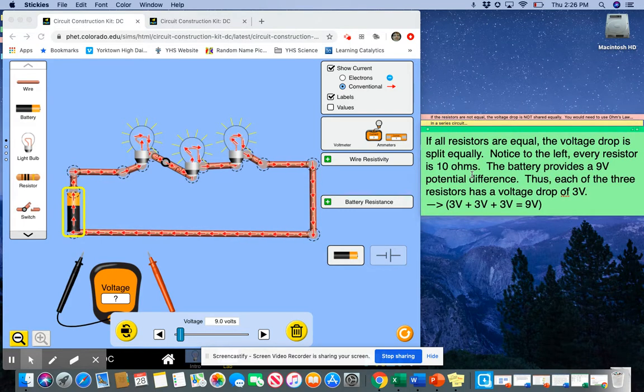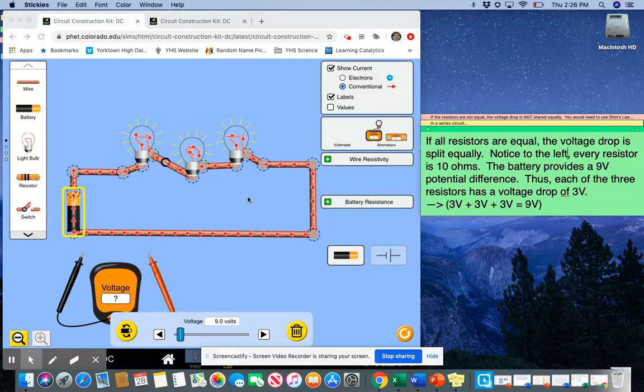If all the resistors are equal, as you see in the green box, which they are in this situation, the voltage drop will be split equally. So I don't need to use Ohm's law for that. If I have a 9-volt battery and 3 bulbs or 3 resistors, 9 divided by 3 means that each of them gets 1/3, for a total of 3 volts of potential drop.